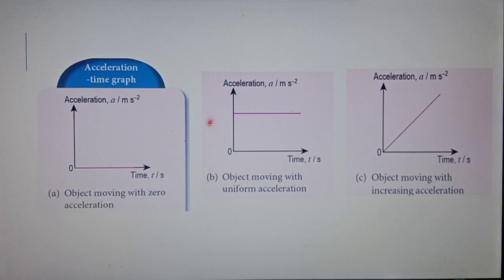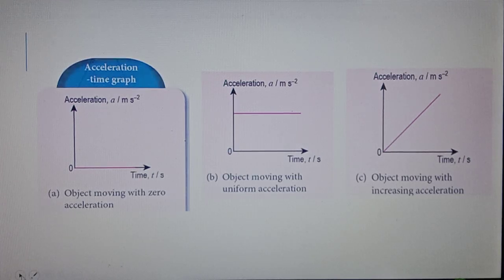Okay, second one. A horizontal line showing that the object is moving at constant acceleration. So the type of motion is the object moving with uniform acceleration. Okay, and the third one, you can see a straight line passing through the origin. So what we can say about the graph is the object is moving with increasing acceleration.